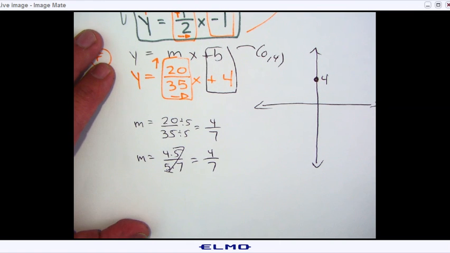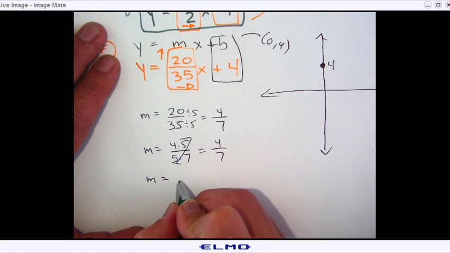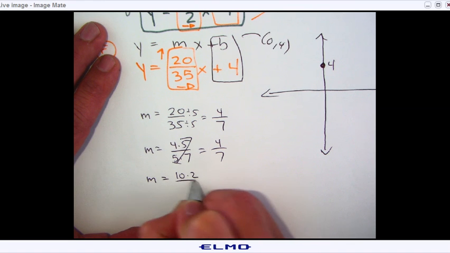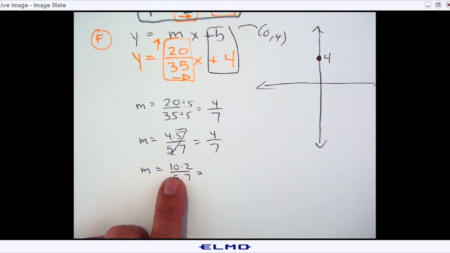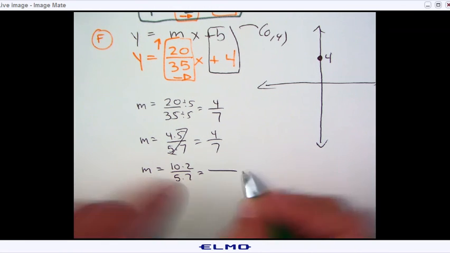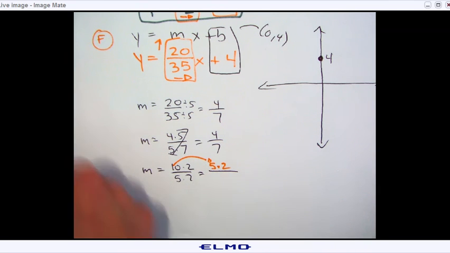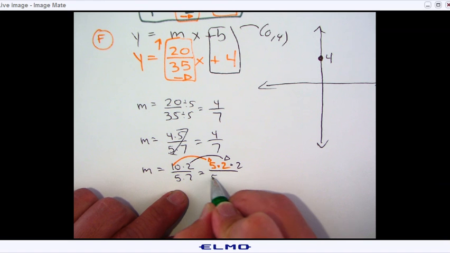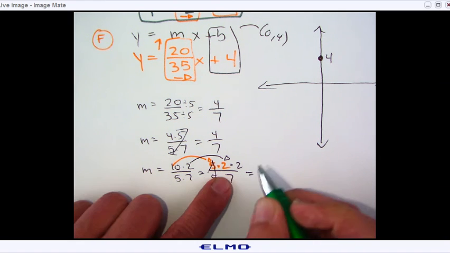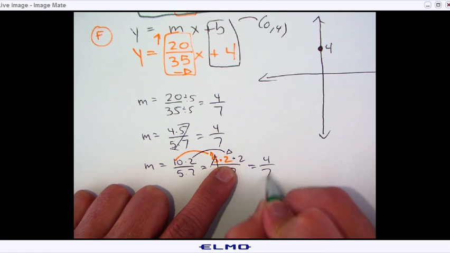See that? What if I did 10 times 2 is 20, and 5 times 7 is 35? That's okay. But remember, the 10, you could keep going. 5 times 2 is 10, right? So let me go ahead and do the 10: 5 times 2, but don't forget this 2, and then 5 times 7, and there's your giant 1. Then all you have to do is multiply the top: 2 times 2 is 4, over 7.